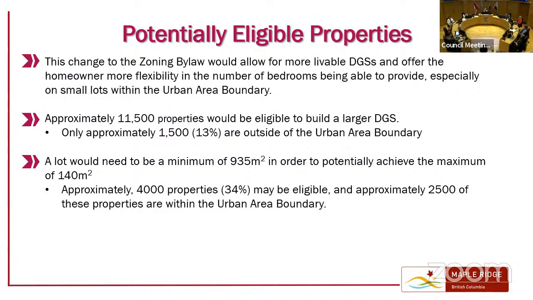There are approximately over 11,000 properties that would be eligible to build a larger DGS, and only 13% of those are outside of the urban area boundary. So a lot of people would benefit from that 15% bump. And approximately only 4,000 would be able to build that maximum 140 meters squared, and they're on our larger lots, and half of those are outside of our urban area boundary.